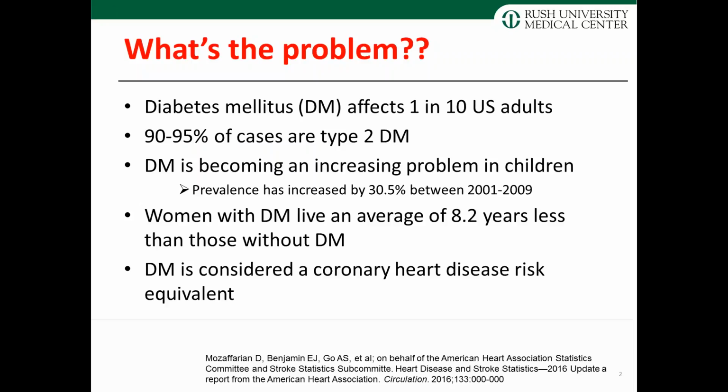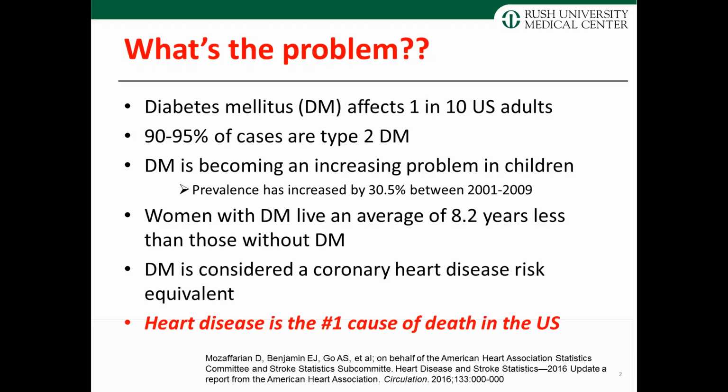As many of you know, diabetes affects 1 in 10 U.S. adults, and 90 to 95% of the cases, the majority of the cases, are type 2 diabetes. And unfortunately, this is becoming an increasing problem in children. The prevalence in children has increased by about 31% in the past decade, from 2001 to 2009. Accordingly, women with diabetes live an average of 8.2 years less than those without diabetes. Men typically live an average of 7 years less than those without diabetes. And diabetes is considered a coronary heart disease risk equivalent.